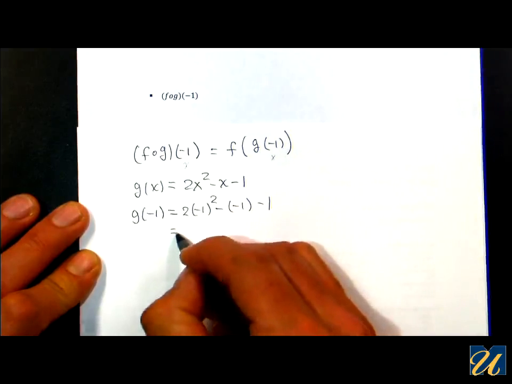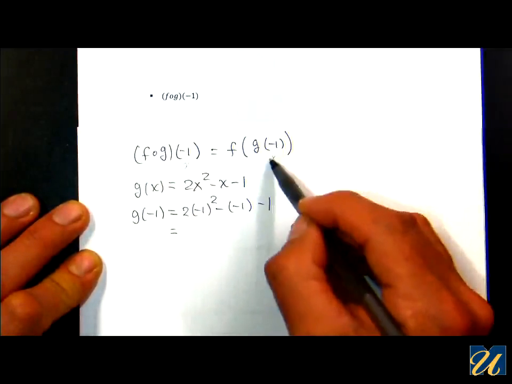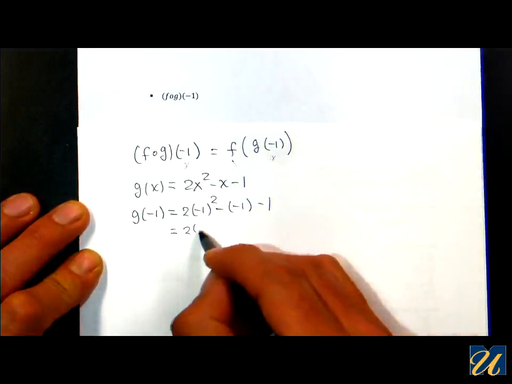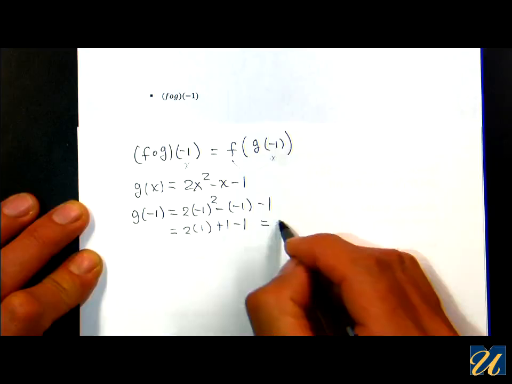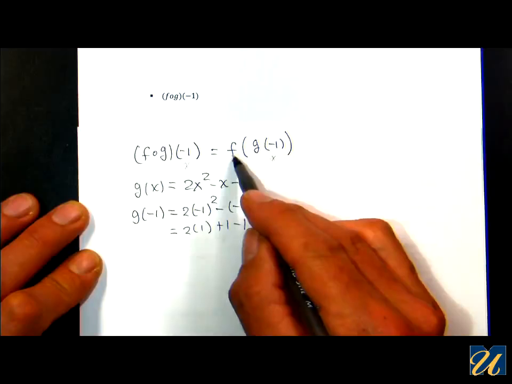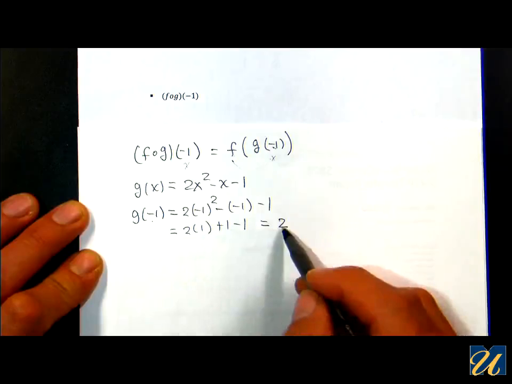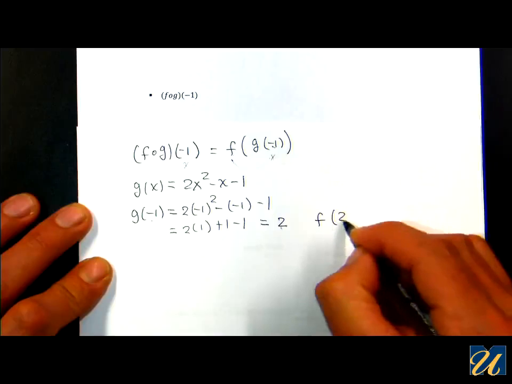Now we have to simplify this, because this number that we get for g of negative 1 will be substituted into the function f. So this would be 2 times 1 plus 1 minus 1. That looks like 2. Okay, so to write f of g of negative 1, having computed g of negative 1 to be 2, all we've got to do now is find f of 2.